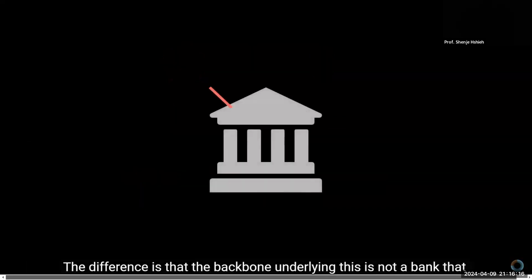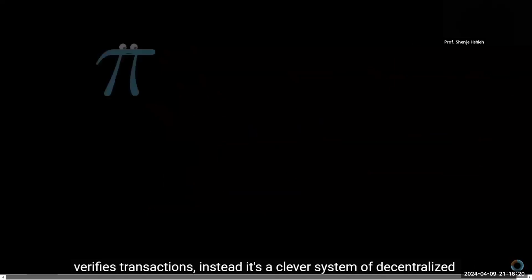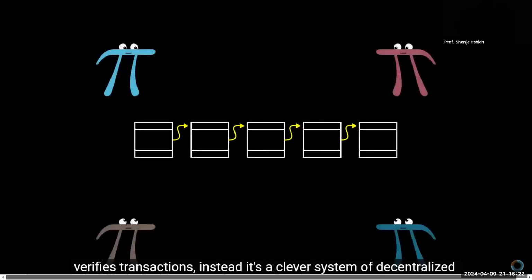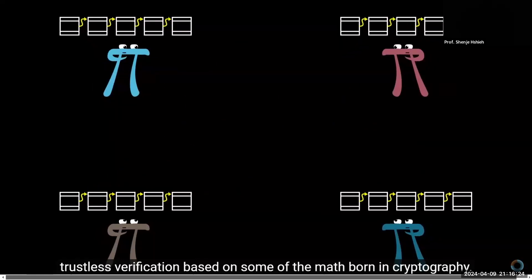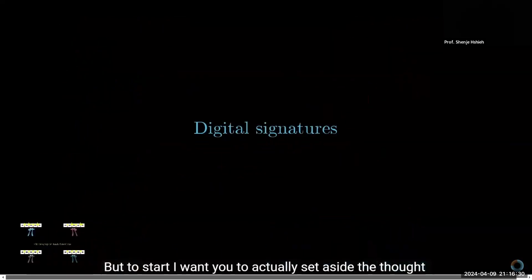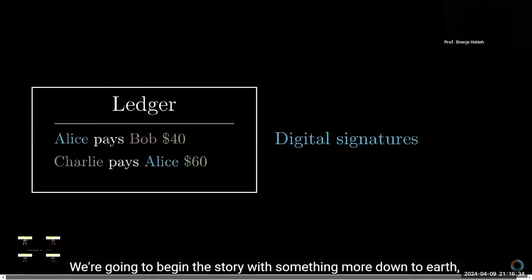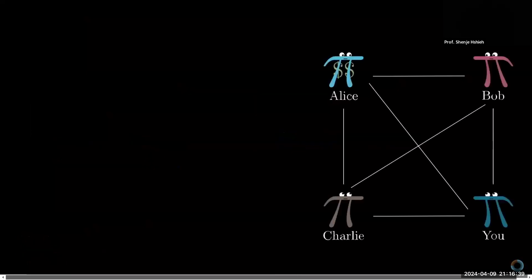The difference is that the backbone underlying this is not a bank that verifies transactions. Instead, it's a clever system of decentralized trustless verification based on some of the math born in cryptography. But to start, I want you to actually set aside the thought of cryptocurrencies and all that just for a few minutes. We're going to begin the story with something more down to earth: ledgers and digital signatures.